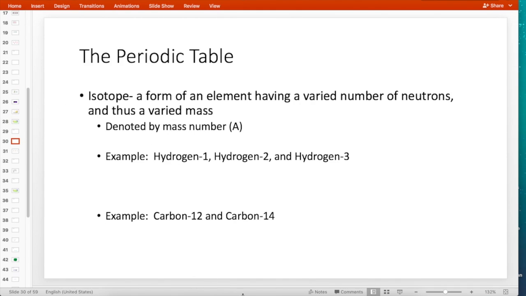Let me give you some examples of isotopes. Hydrogen has 3 stable isotopes. We call them hydrogen 1, hydrogen 2, and hydrogen 3. This number that you see after the hyphen, that is the mass number. So it is the number of protons plus the number of neutrons. So let's see what I can figure out about hydrogen 1. I want to know how many protons, how many neutrons, and how many electrons hydrogen 1 has. So the number of protons, well, it's hydrogen. It gets its identity from the number of protons that it has.